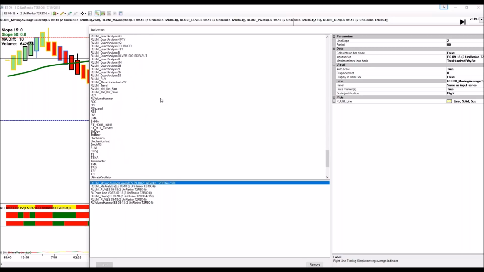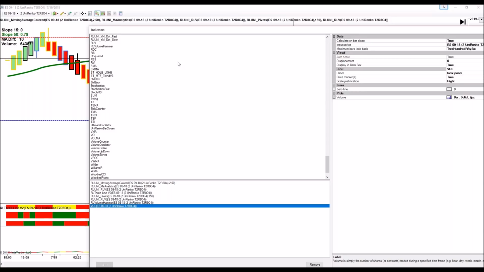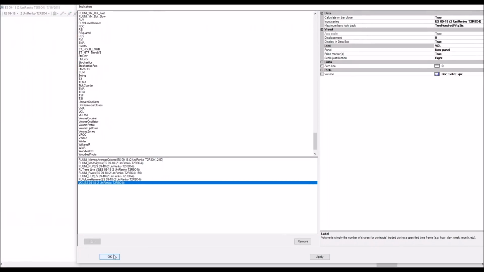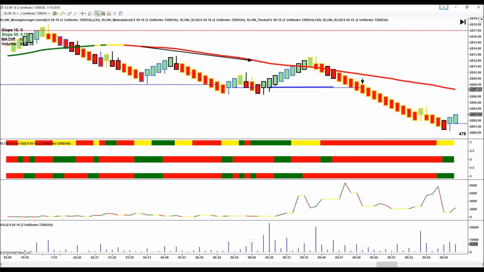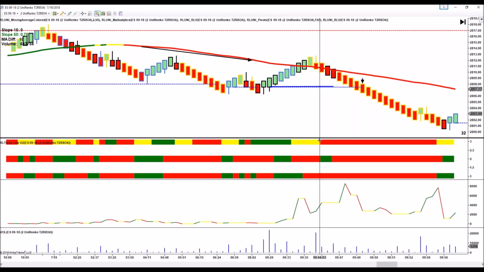Where's volume here? Volume. I think it's just called volume. Not volume zones, volume oscillator, not volume profile. Let's try VOL, volume. Now, here's a normal volume profile. And this is what you see on most platforms.